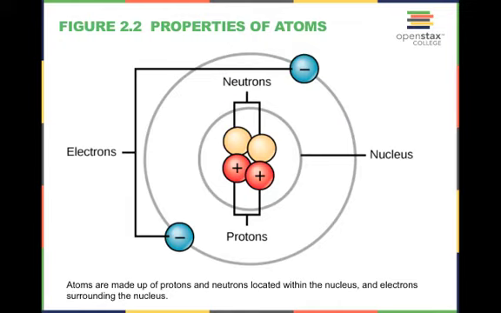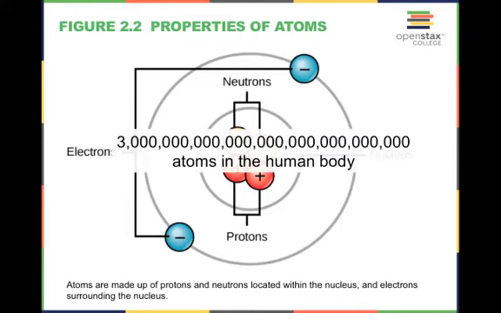Atoms are tiny little things. I once heard the scientist Neil deGrasse Tyson estimate that the human body is made up of 3 septillion atoms. That's this number.